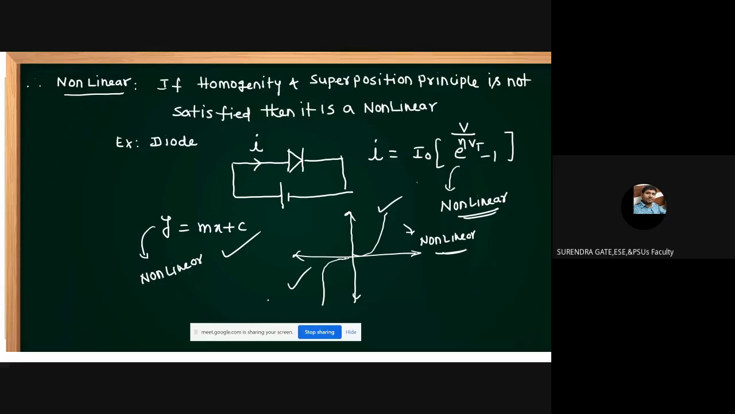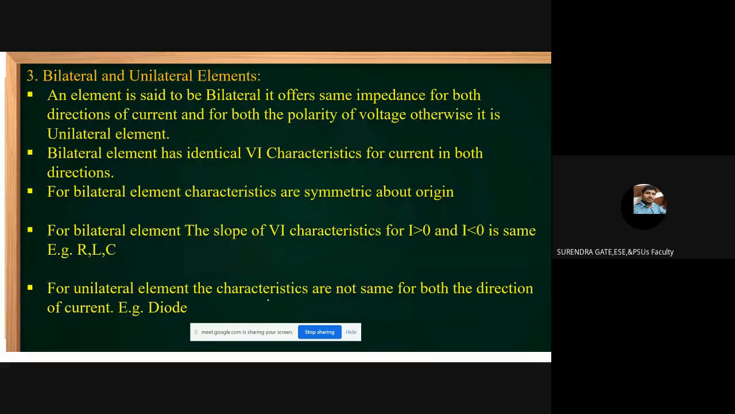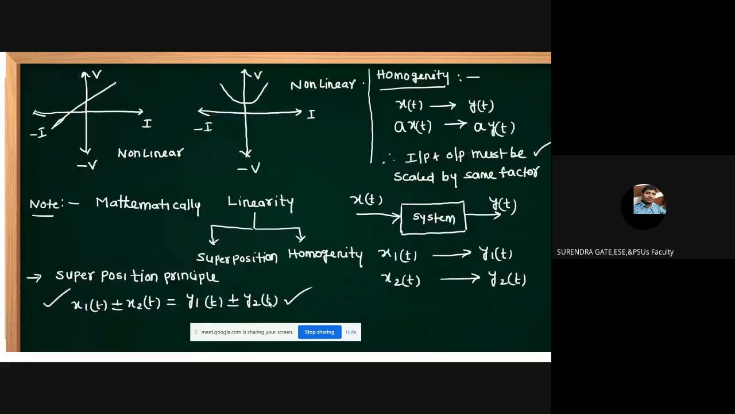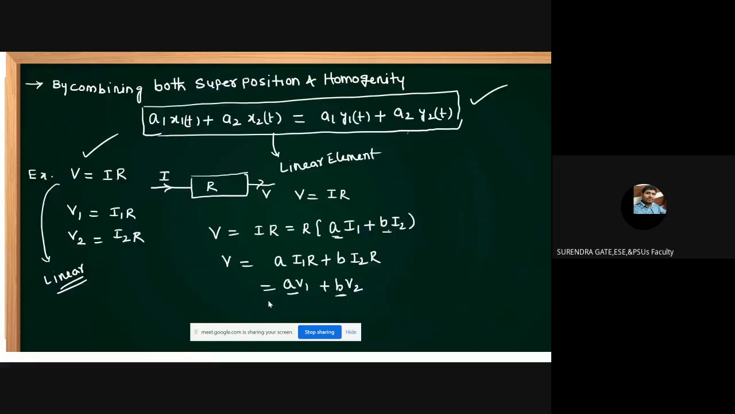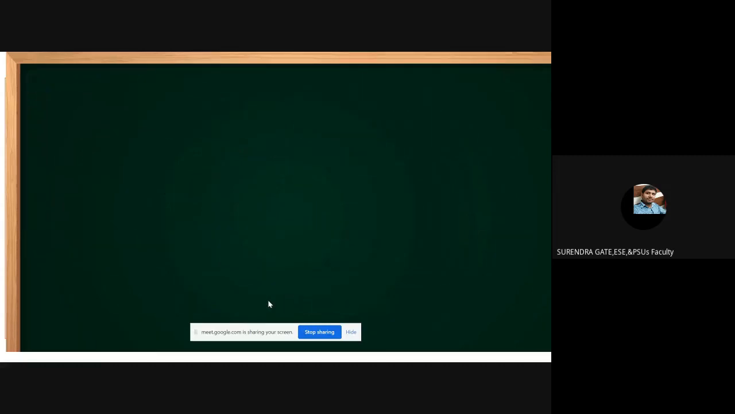Students, understand what is a linear element, what is a non-linear element, and how to identify whether a given element is linear or non-linear. For time, the space is not available. That's why I will take it after this. Please don't confuse this. So this is about linear and non-linear elements.